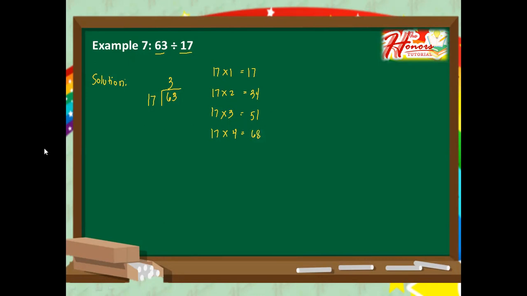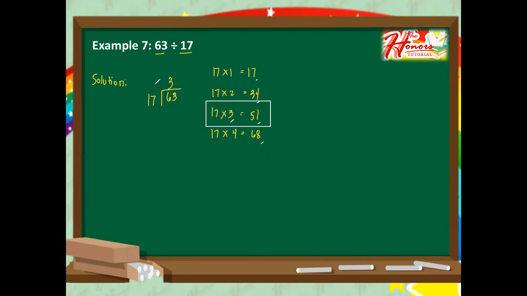As you can see here, I don't have any 63 in the products place, but I only have 17, 34, 51, and 68. So I will be choosing the number which is closest to 63 but is not more than 63. And that is 51. So I have to get the number which is beside 17, and that's 3. So that's why I have 3 here.